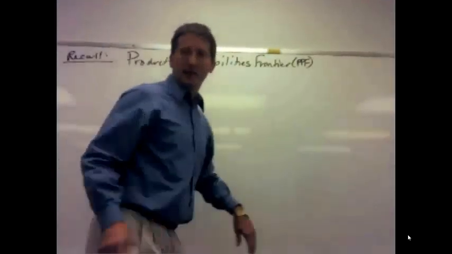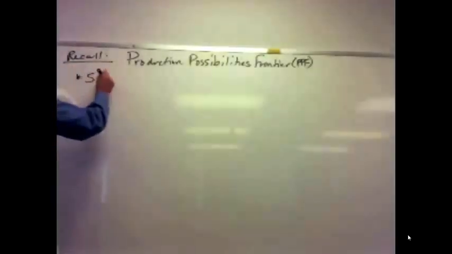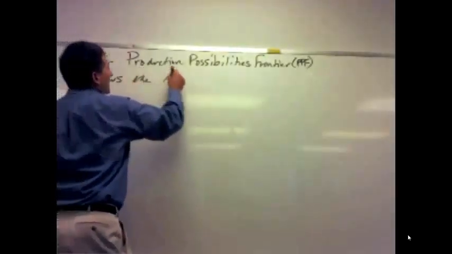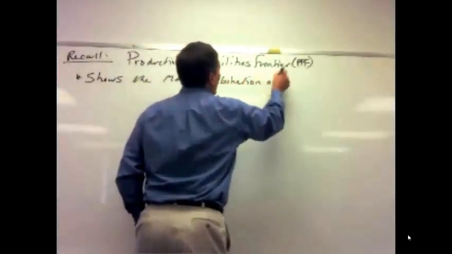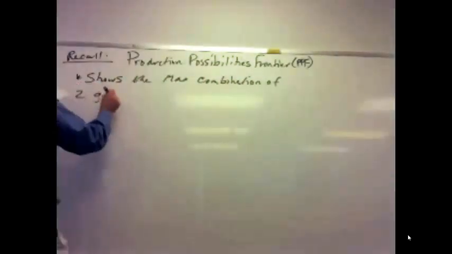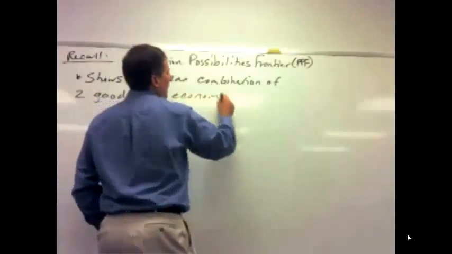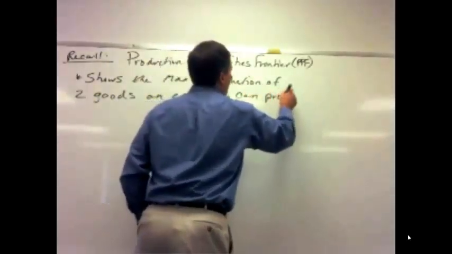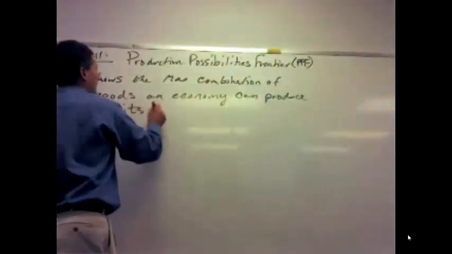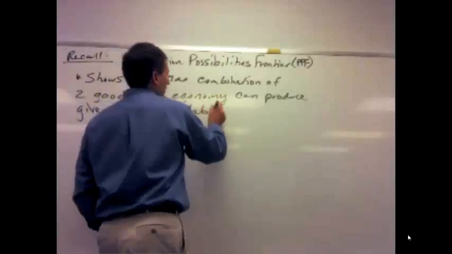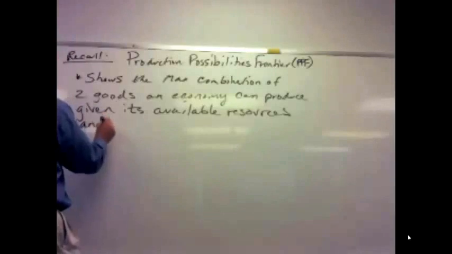So the production possibilities frontier shows the maximum combination of two goods an economy can produce, given its available resources and technology.